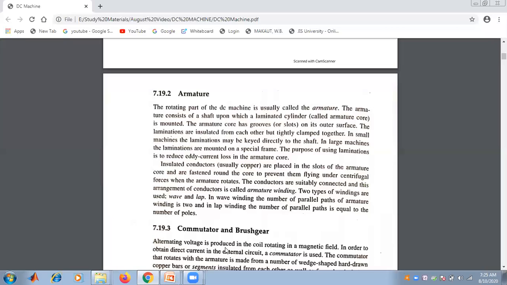So, what are wave and lap winding? In wave winding, the number of parallel paths of the armature winding is 2. And in lap winding, the number of parallel paths is equal to the number of poles.